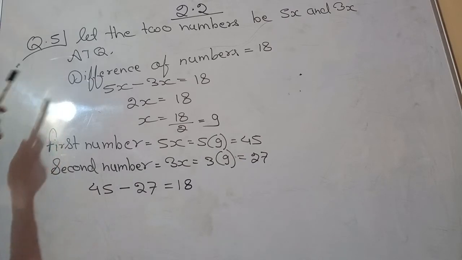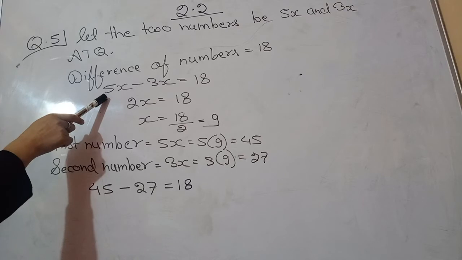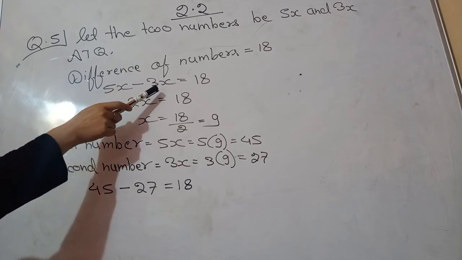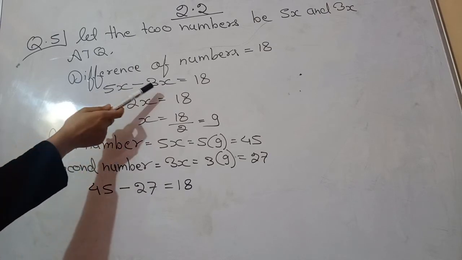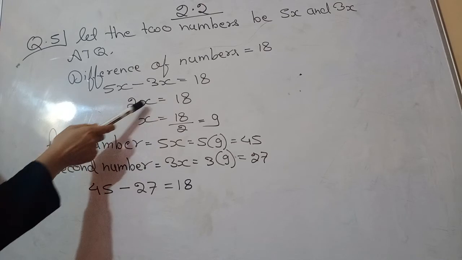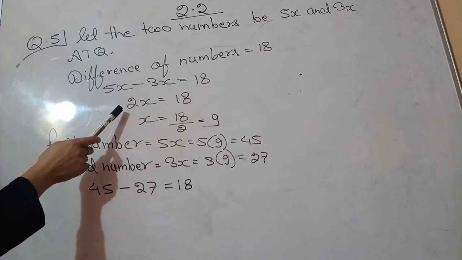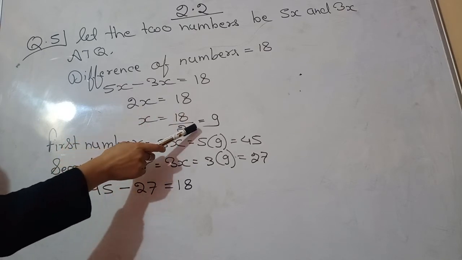Now according to the question, the difference of those two numbers is 18. So what is our number? Our first number is 5x, second number is 3x. So what is their difference? Their difference is 18. 5x minus 3x, how much x remaining left? 2x remaining left. So 2x is equal to 18. Now here you can see 2 and x are in multiplication. So when I transpose to this side, it will go in divide. So 18 divided by 2 gives us 9.